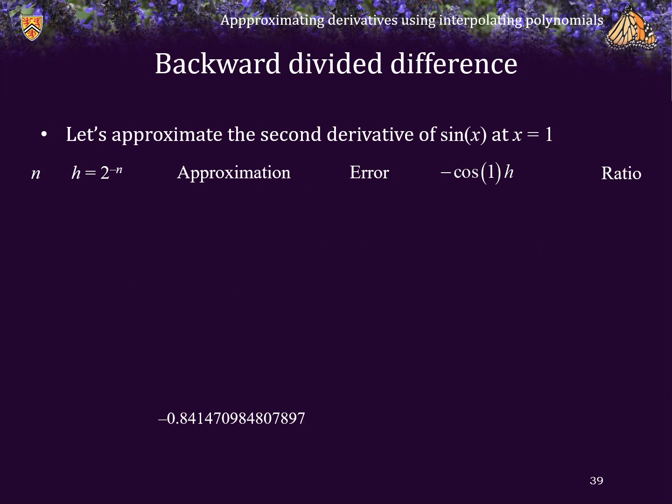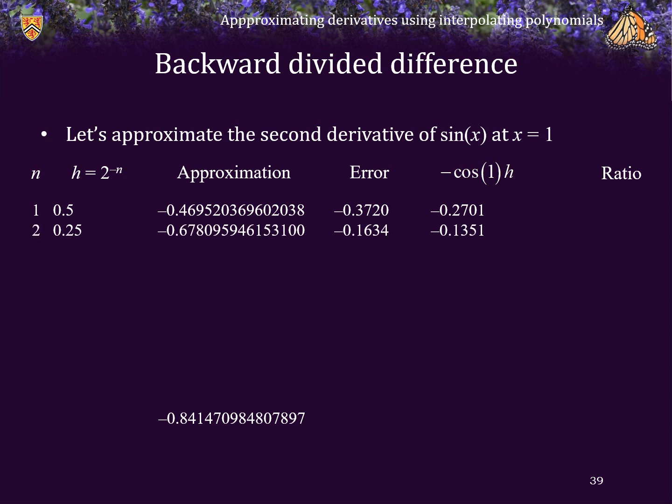All right, once again, let us approximate the second derivative of sine of x at x equals 1. The third derivative evaluated at 1 times h is the estimation of the error, and we calculate the error relative to the exact answer shown below. So with h equal to 0.5, we don't start off with a very good approximation. It's almost 100% relative error. But we are slowly getting better by halving h.